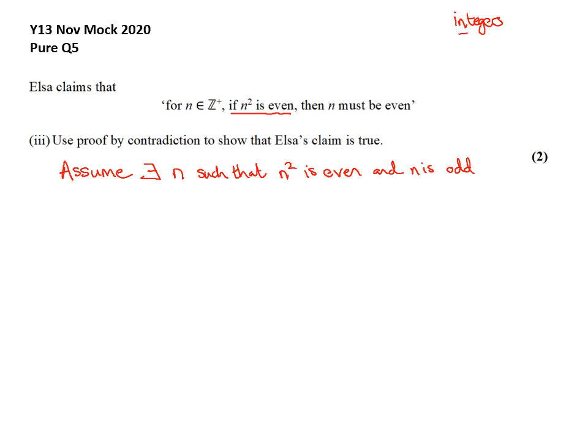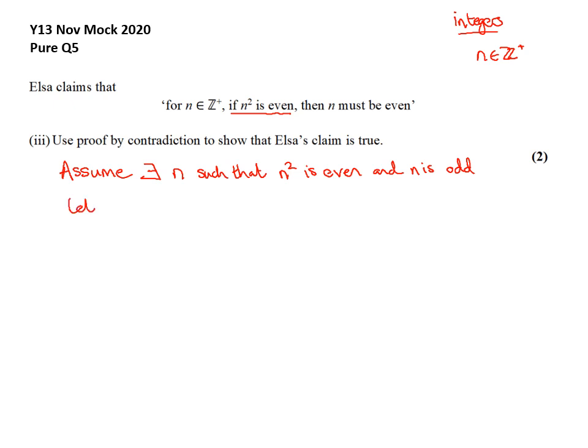We do not use the words even and odd to describe fractions or decimals. It must be n belonging to integers, and moreover here we're told that we're looking for positive integers. Okay, so that's our first assumption. Now, so n is odd.